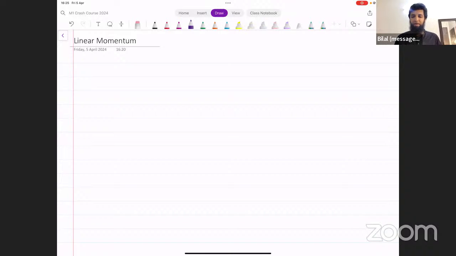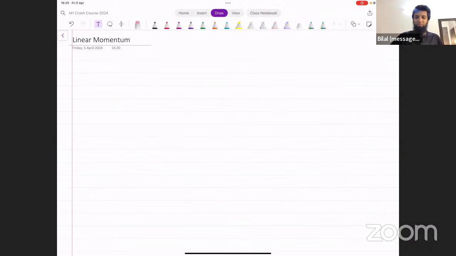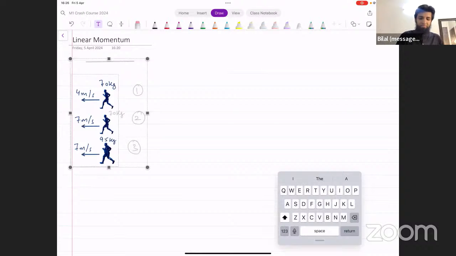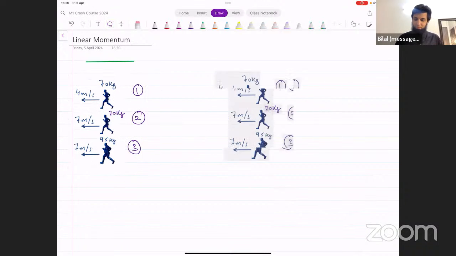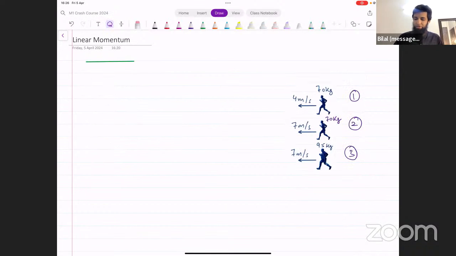Now, how is momentum defined? Let's try to understand the concept of momentum first using this example. Let's say we have these three people and they're running like this. They have different masses. The mass of the first person is 70 kilograms and he is running at 4 meters per second. We have another person, two, who is running at 7 meters per second to the left side. And we have another person, three, who is also running at 7 meters per second, but his mass is 95 kilograms.